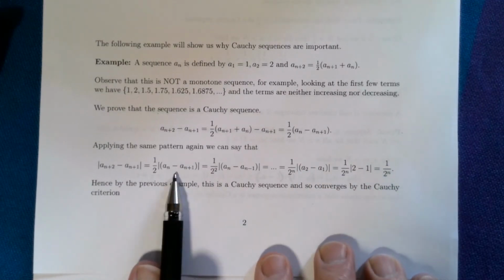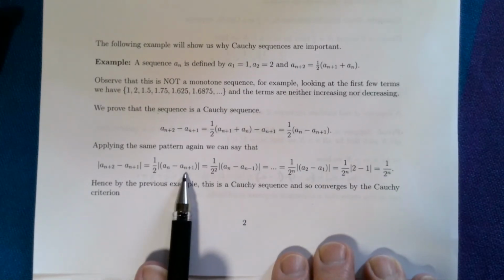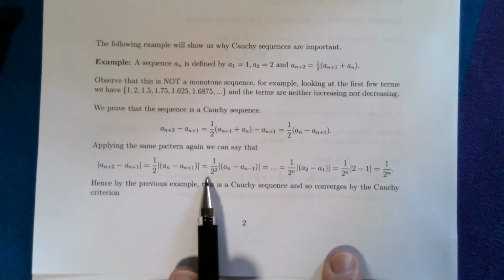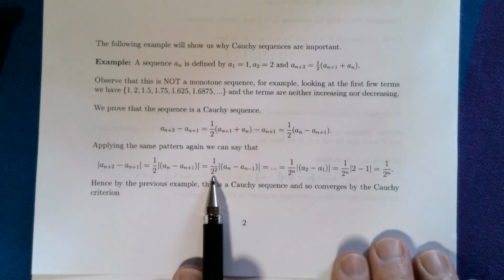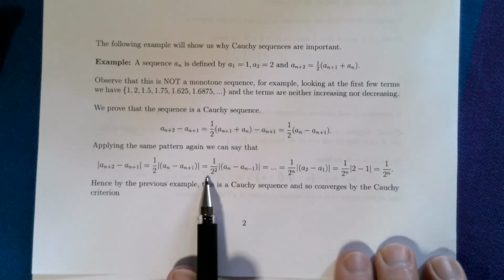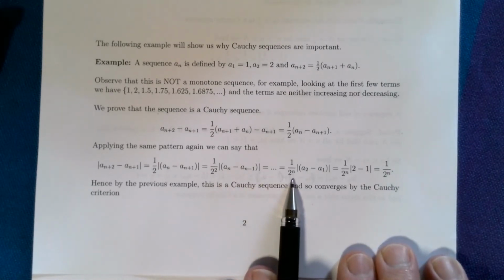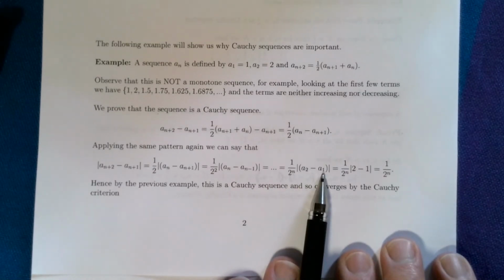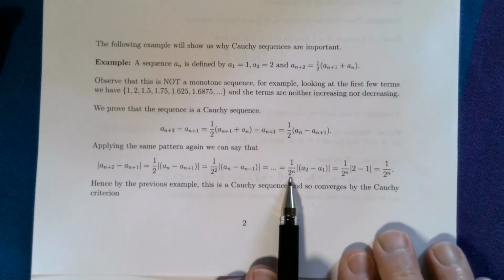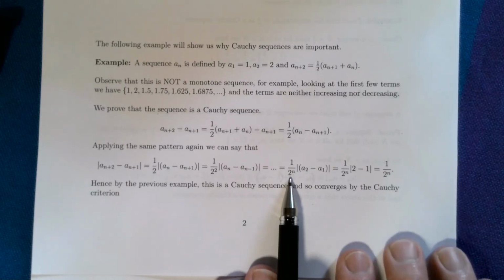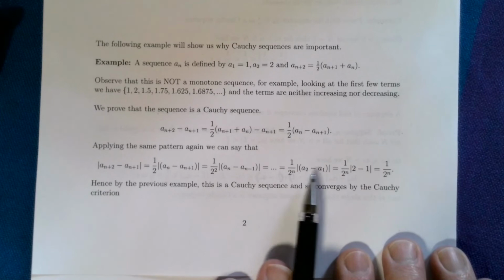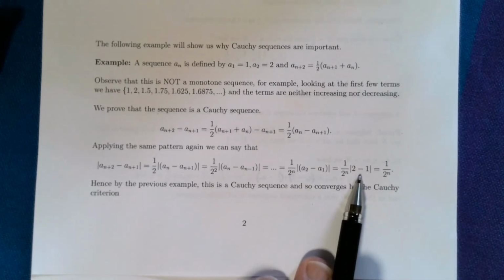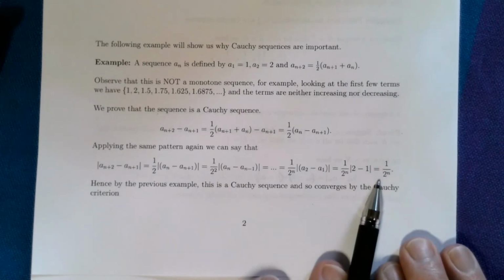Now I can apply the rule again to this one. It's going to bump them down by 1 and then flip them around, but I pick up an extra factor of 2 in the denominator. And I can keep going all the way down until I get down to a_2 minus a_1. I've done it n times, so I get 1 over 2 to the n. Finally, I know these two, so a_2 is 2 and a_1 is 1, so I can plug those in, and I get 1 over 2 to the n.